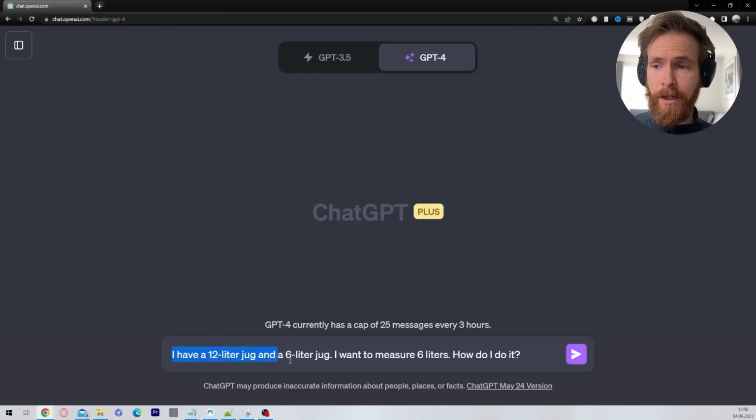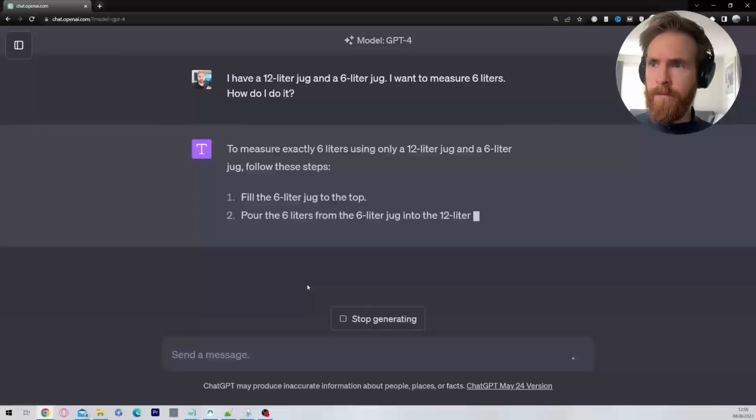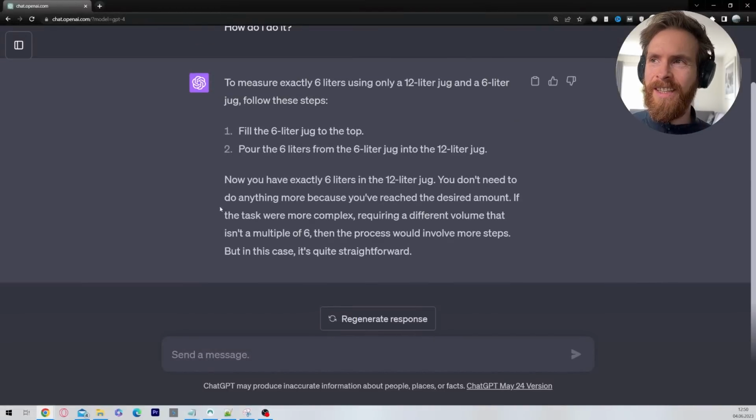So, I have a 12-liter jug and a 6-liter jug. I want to measure 6 liters. How do I do it? So you can see here, I always get this stupid answer. To measure actually 6 liters, use a 12-liter jug and a 6-liter jug. Follow these steps. Fill it to the top, pour 6 liters from the 6-liter jug into the 12-liter jug. Now you have 6 liters in the 12-liter jug. That is correct, of course. But there is one easier step that all humans know, right? And that is basically fill up the 6-liter jug and you have 6 liters. So that is what I've been struggling to get GPT-4 to do.